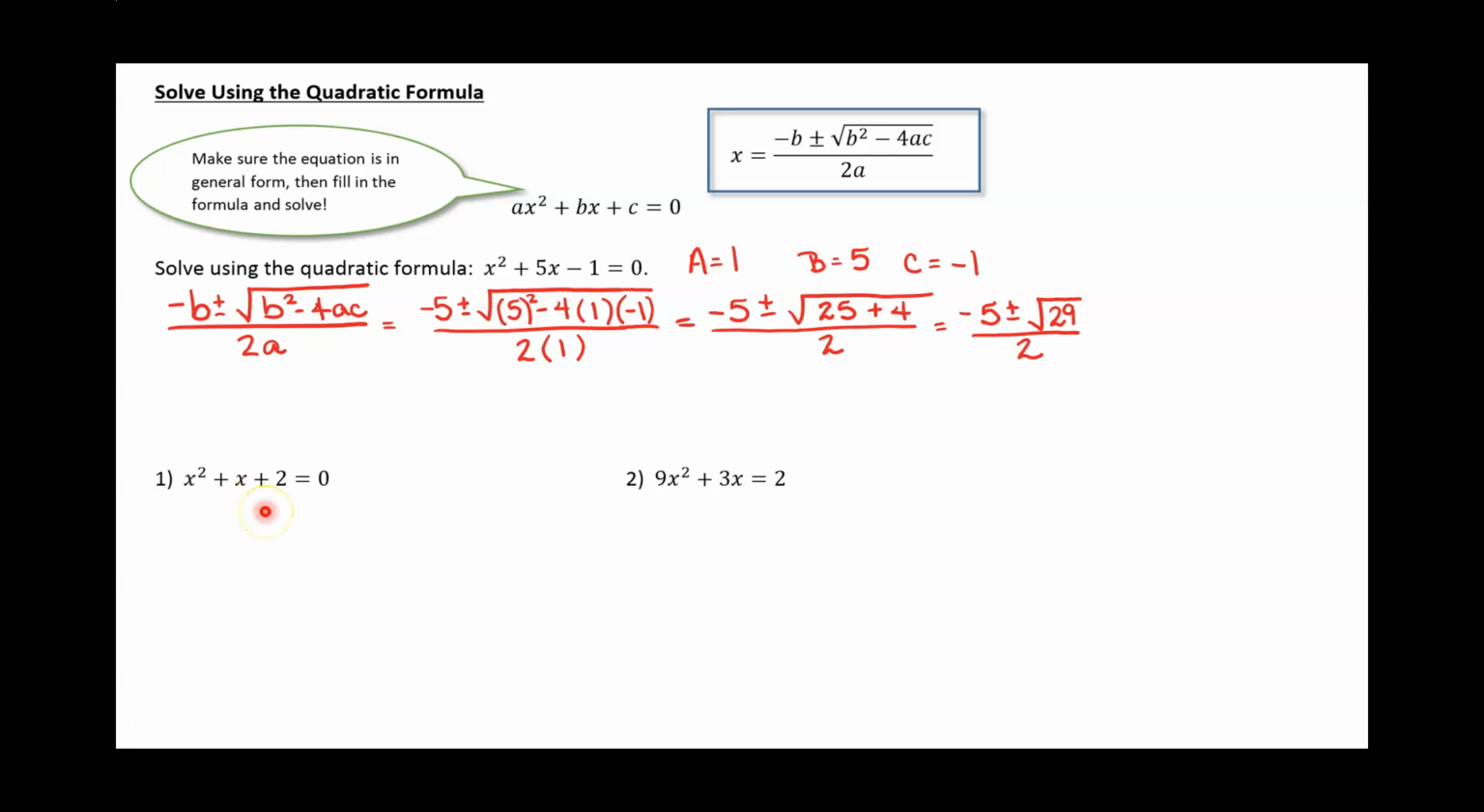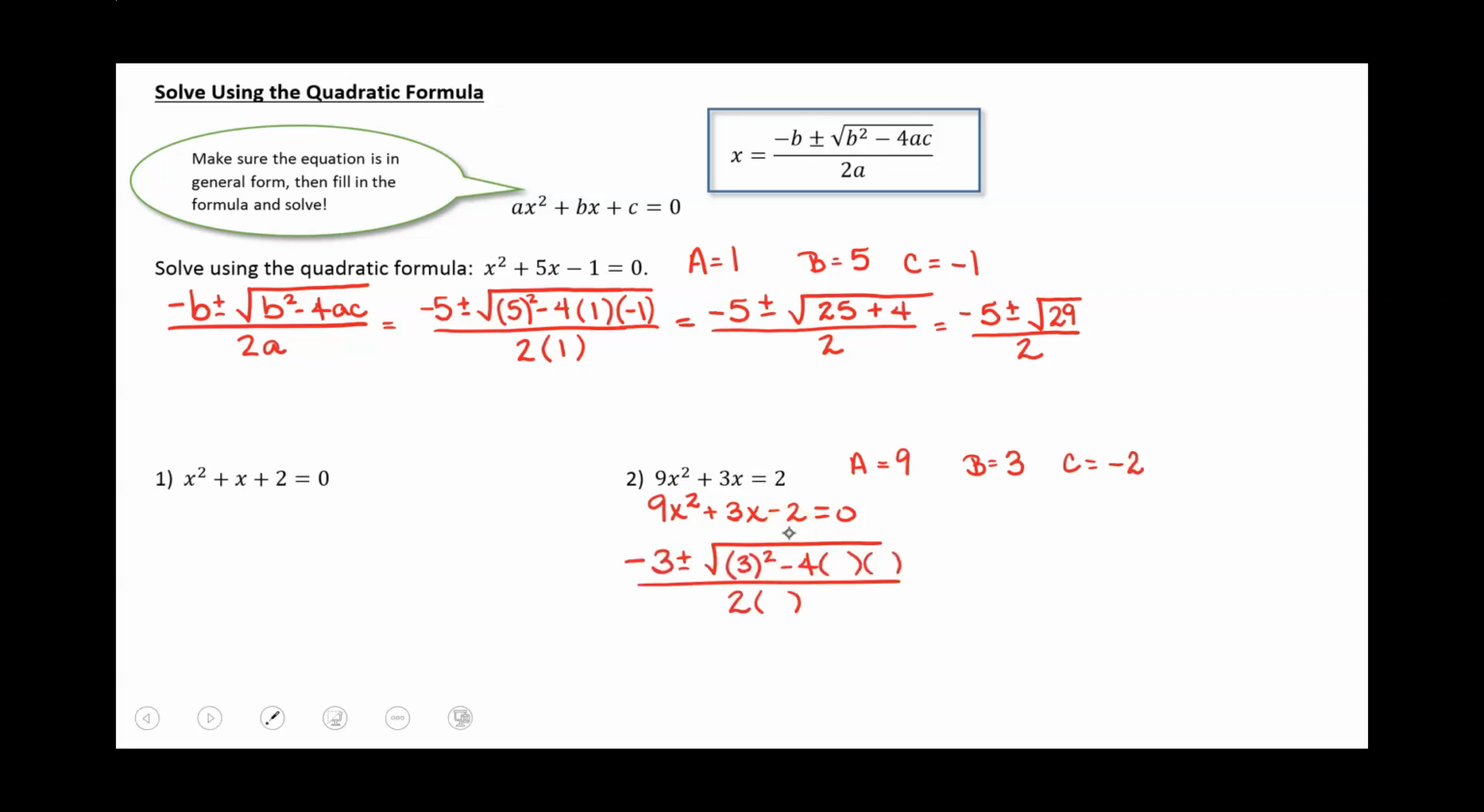Here's another one for you to practice on, but let's look at this one since it's more complex. So the first thing we need to do is make sure that we are in general form, which means we're set equal to 0. So I need to subtract this 2 to the other side, and I need to make sure I'm in ax squared plus bx plus c form. All right, so A would be 9, B would be 3, and C would be -2.